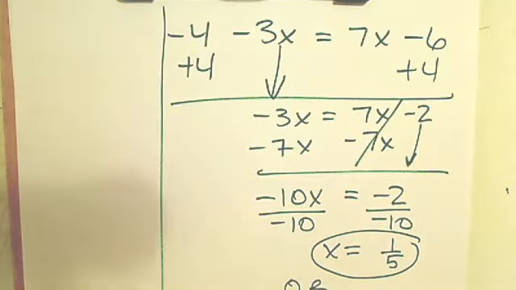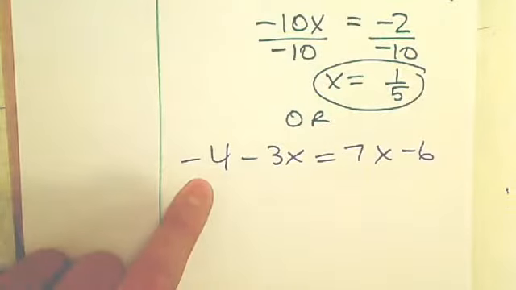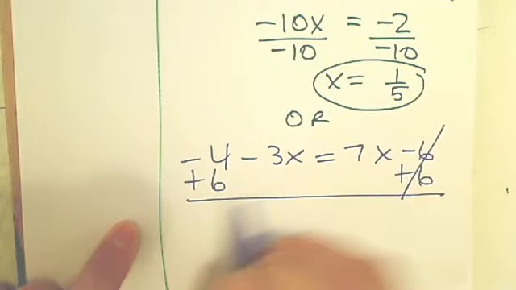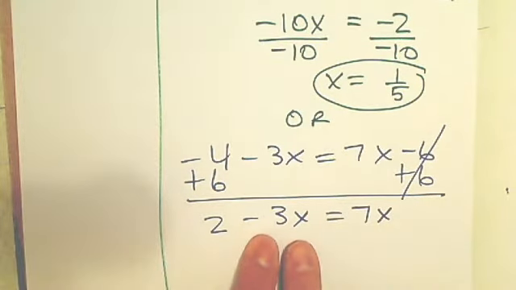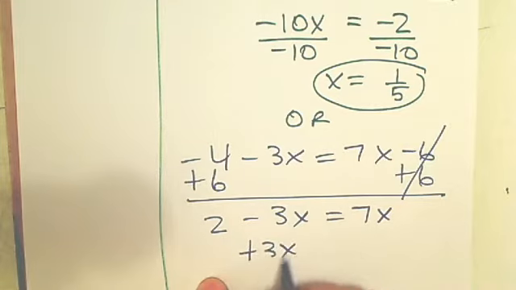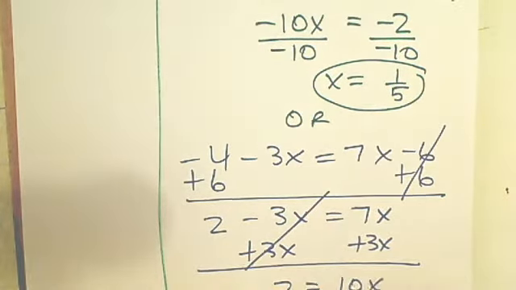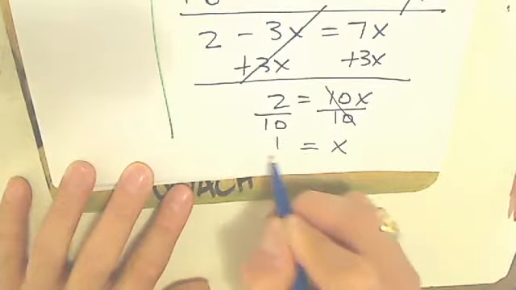Or what Logan did, he added 6. So you add 6 here, you still get the same answer. This becomes 2 minus 3x equals 7x. Again, balance x out by adding 3x to both sides. That becomes 2 equals 10x, but you still have to divide by 10. Cancels out. 1/5.